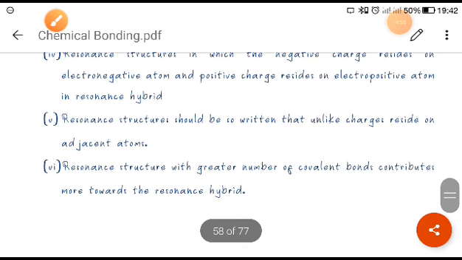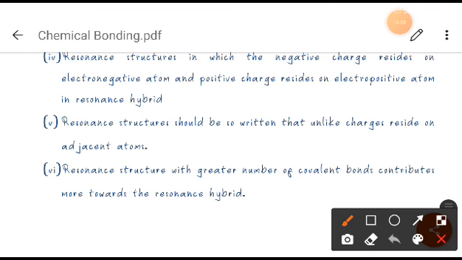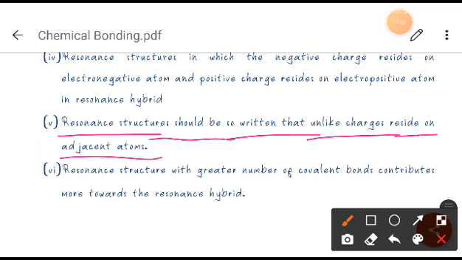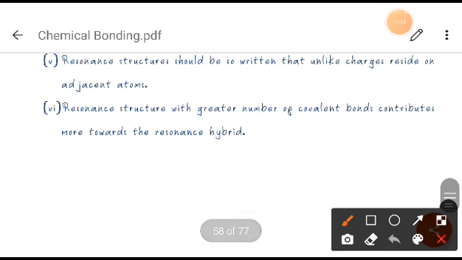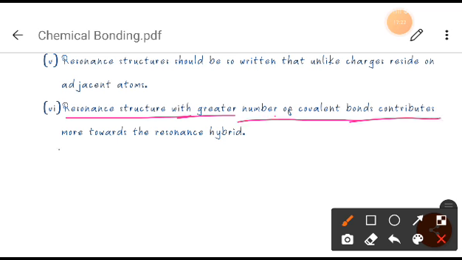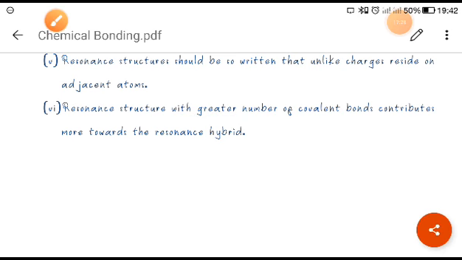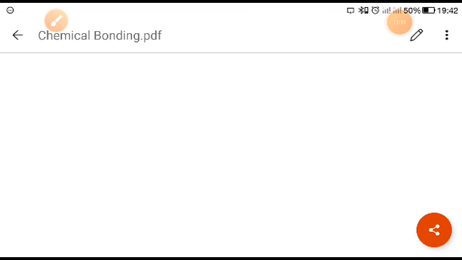Okay, now the second last: resonance structures should be written so that unlike charges reside on adjacent atoms. Means what, we cannot give the charges like this, one here and another one there. We have to give them adjacent. Means if you have given one here, it should be here, and this must be empty. Okay, now the last one is that a resonance structure with a greater number of covalent bonds contributes more towards the resonance hybrid, right? So one structure I would like to draw here for you so that you can easily understand. Suppose we have taken the example of this.